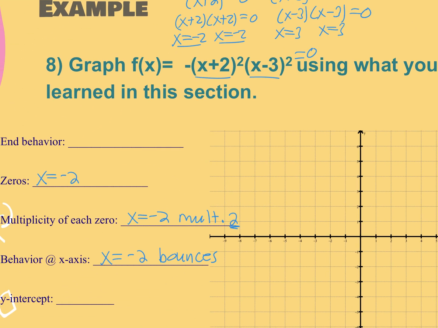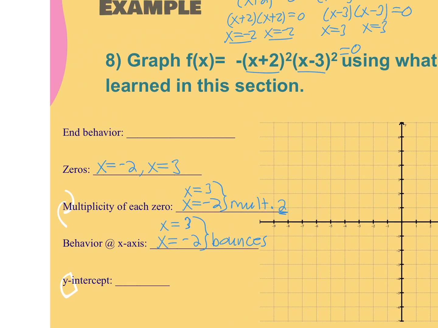So once again, one of my zeros is x equals 3. And this is another one that has a multiplicity of 2. So those are both going to be grouped under that answer. And then this is another one that bounces, right? So they both have a multiplicity of 2. That just means they both bounce, all right?